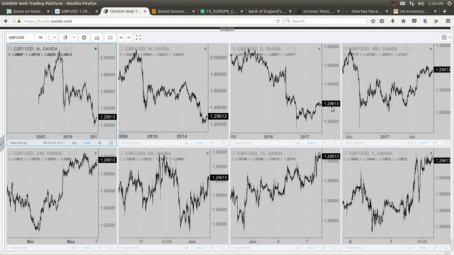My answer is no, it's not over, and I expect in fact this recovery will go and take us to about 1.3750 on this rally itself. So obviously we want to be going long.